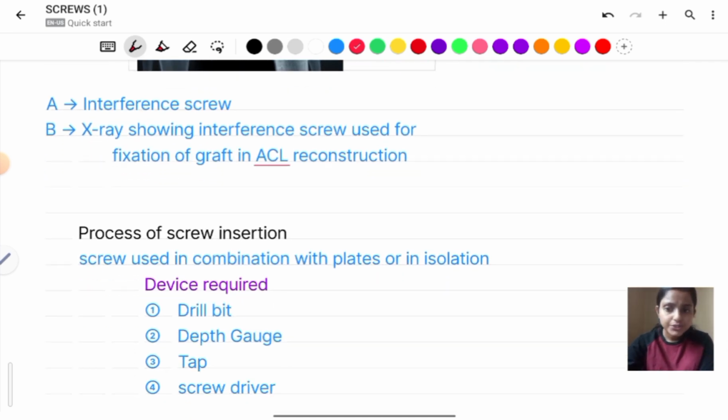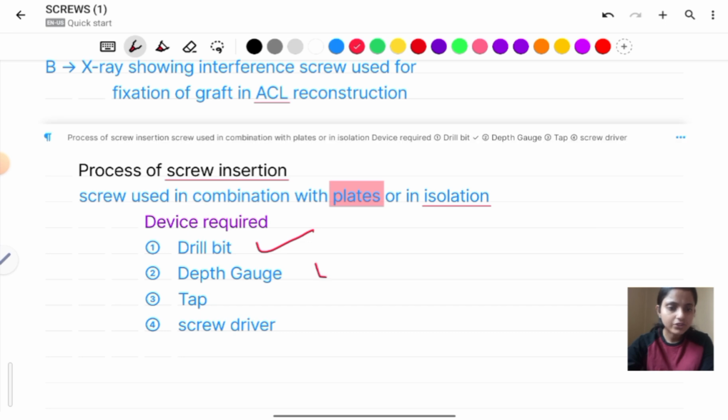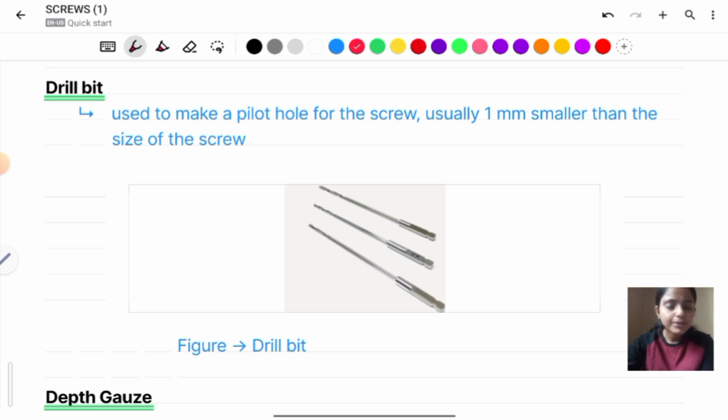Now the process of screw insertion. Screw is used in combination with plates or in isolation, and the devices required for screw insertion are the drill bit, depth gauge, tap, and the screwdriver. This drill bit is used to make a pilot hole for the screw, and is usually 1 mm smaller than the size of the screw.